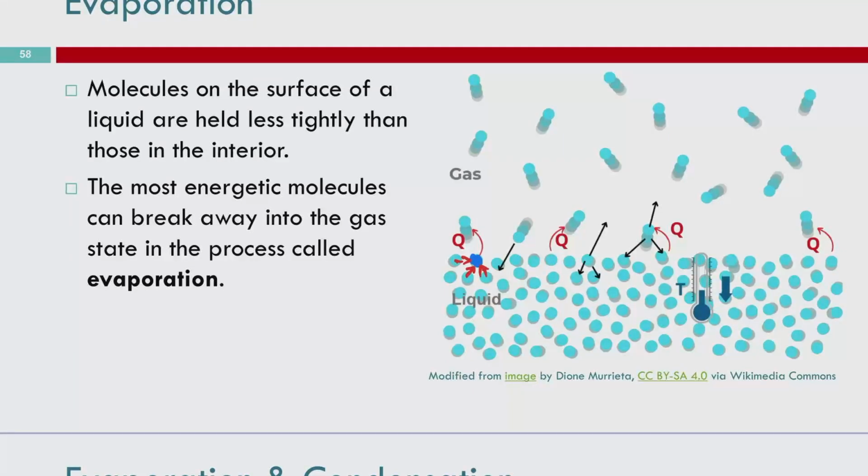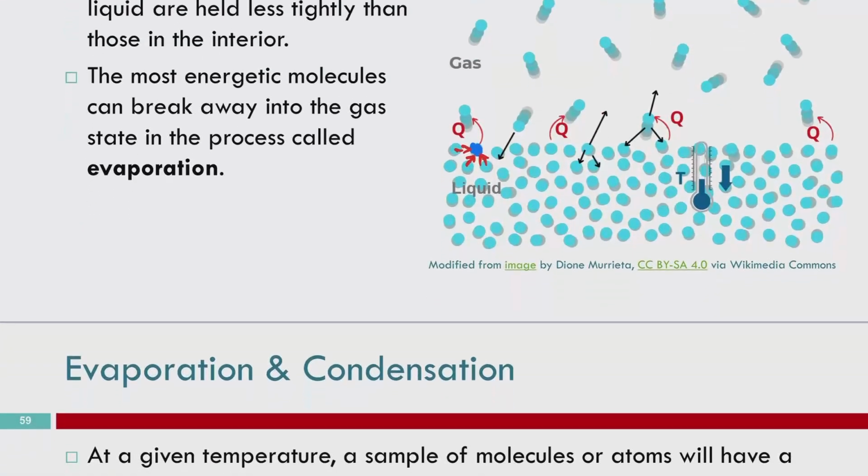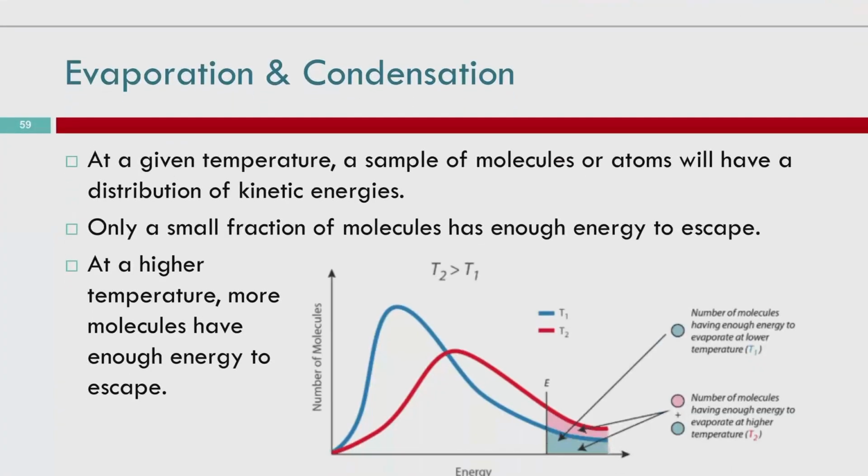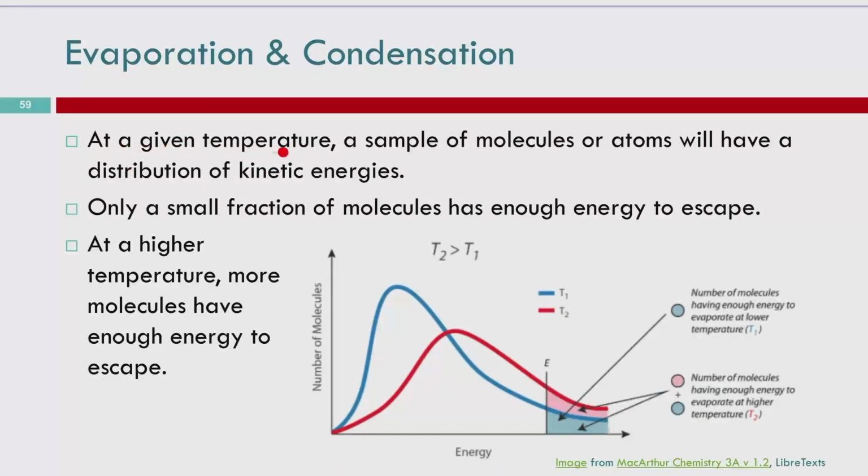So a couple of ways we can affect evaporation. If we want to speed it up, we can spread it out, we can heat it up, we can decrease the intermolecular forces. At any given temperature, a sample of molecules or atoms is going to have a distribution of kinetic energies. There's going to be a range of different kinetic energies. Some are going to be low energy, lots will be middle energy, and some will also be high energy.